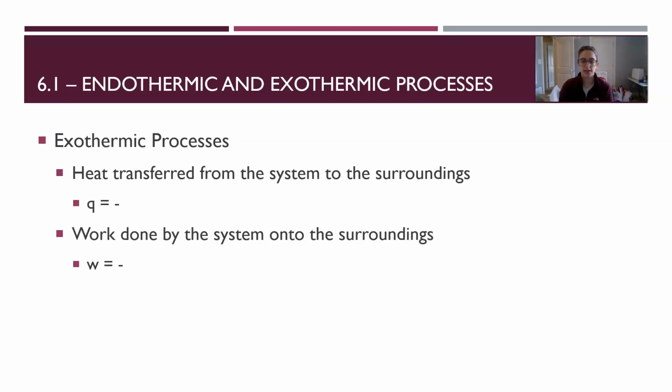An exothermic process would be the opposite. So that's where heat is going to be transferred from the system to the surroundings. So energy is exiting the system. So you're going to have a negative Q because your heat is leaving your system. Work is done by the system to the surroundings in an exothermic process. So you end up with a negative work as well. So a negative Q and a negative W gets you a negative overall change in energy. So a negative change in energy is going to be an exothermic process.